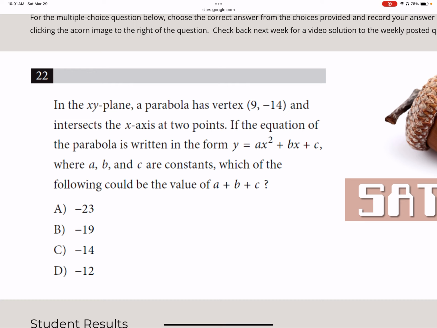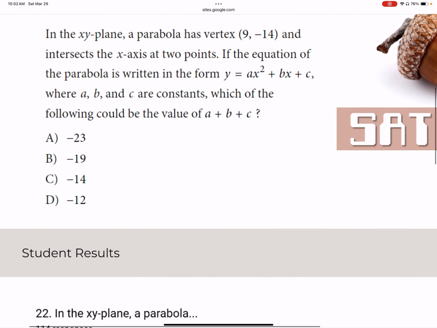If the equation of the parabola is written in the form y is equal to ax squared plus bx plus c, where a, b, and c are constants, which of the following could be the value of a plus b plus c? Strange question. However, how did we do?